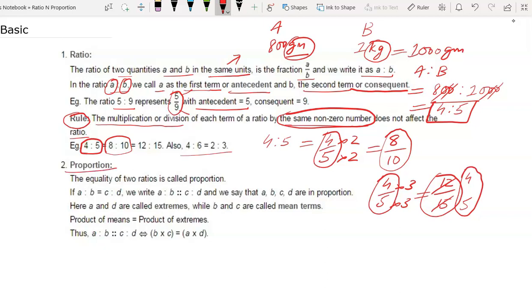Now proportion, the equality of two ratios is called proportion. So we have two ratios here. If A is to B is equal to C is to D, we write A is to B is equal to C is to D. Now this is the sign of equal to, and we say that A, B, C, D are in proportion. So let's say if we have 1 is to 2 is equal to 3 is to 6. So we say that 1, 2, 3 and 6, they are in proportion.